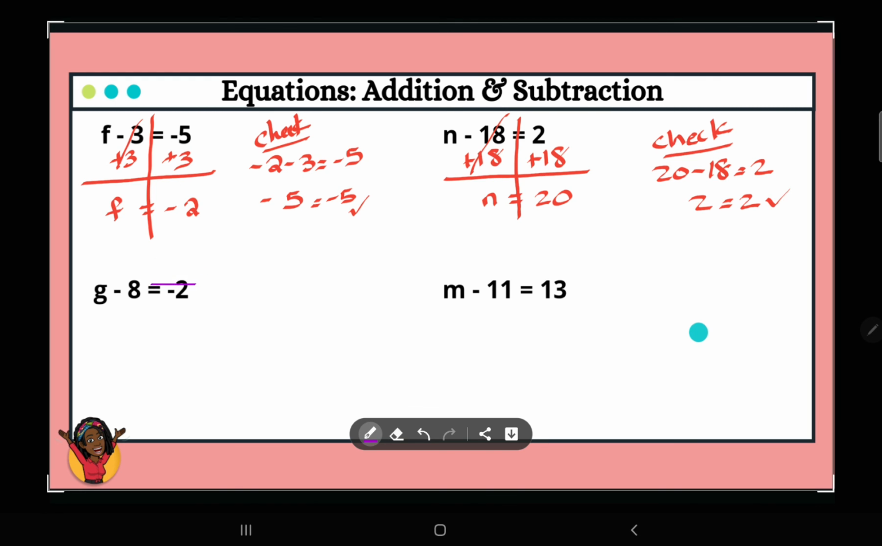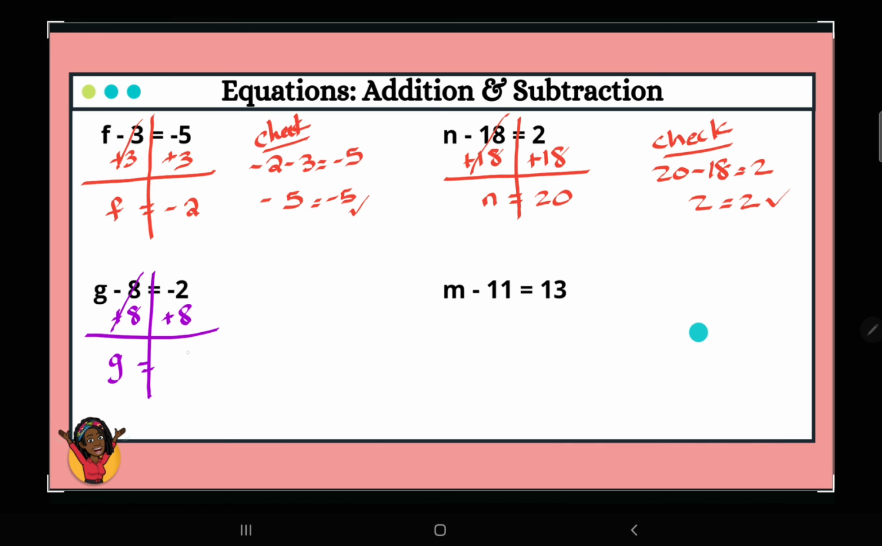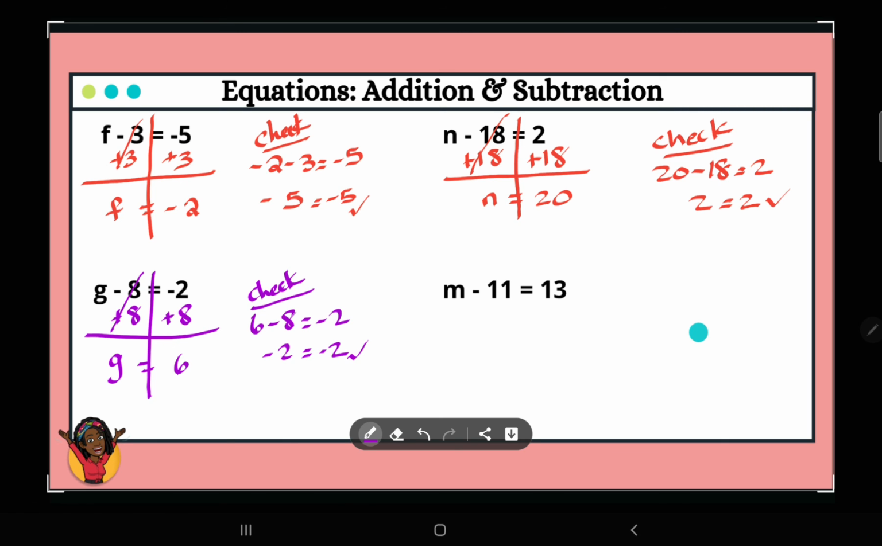G minus 8 is equal to negative 2. The variable is g. We're subtracting 8. The inverse of subtraction is to add 8 on both sides. That cancels out. We bring down our g is equal to. Now we have negative 2 plus 8. Different signs, subtract. That gives us a 6, and that's a positive 6. Let's go ahead and substitute to check our work. So 6 minus 8 is a negative 2, which is equal to negative 2. And that is indeed balanced.